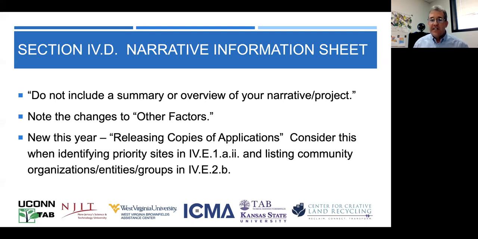Part of the narrative information sheet is the other factors. Now, other factors are things that are not part of the score that you're going to receive for your application, but they are going to be considered in tie-break situations. As Joelle pointed out, this is very competitive, and it almost always comes down to a few tiebreakers, and the other factors is one of those things they look at. So take a look at them. There's some changes this year. They've asked to identify any target areas in a community where a coal-fired power plant has recently closed or is closing.